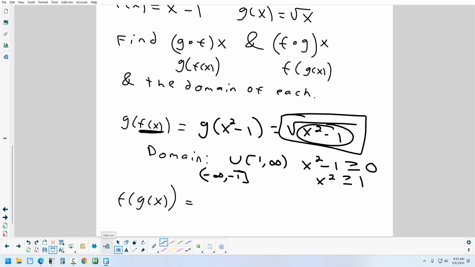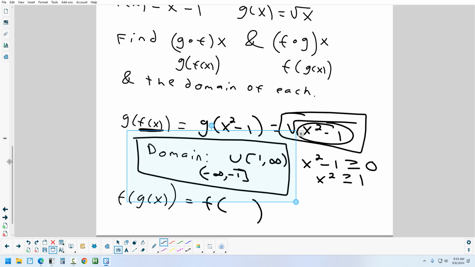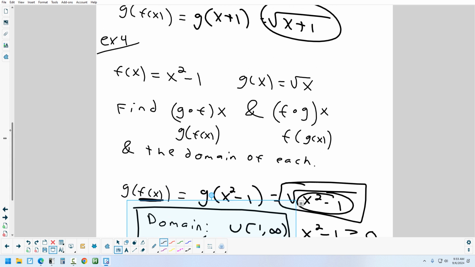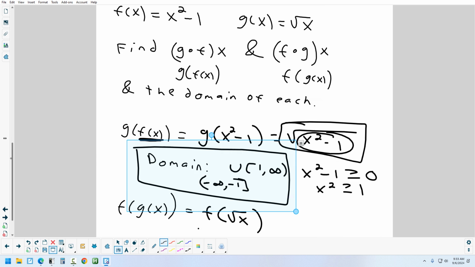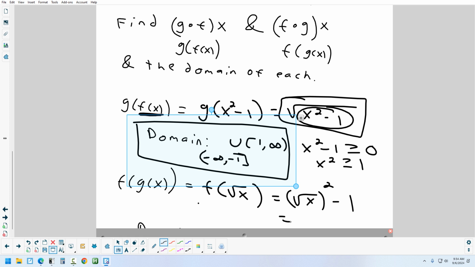All right, now let's try it the other way. Let's do f of g of x. Okay, g of x is, where is it? Oh, square root of x. So now I'm going to plug in square root of x into function f. So that's going to give me square root of x squared minus 1. Okay, what does that simplify to? Yeah? That simplifies to x minus 1.